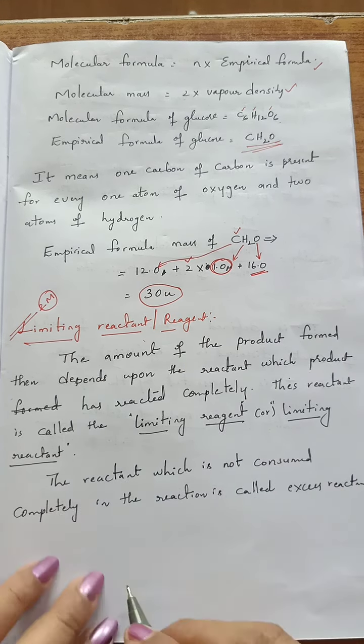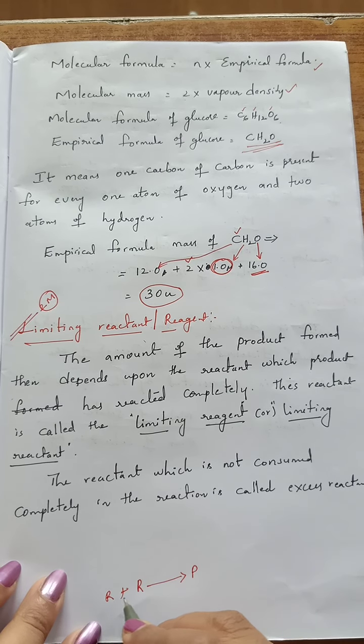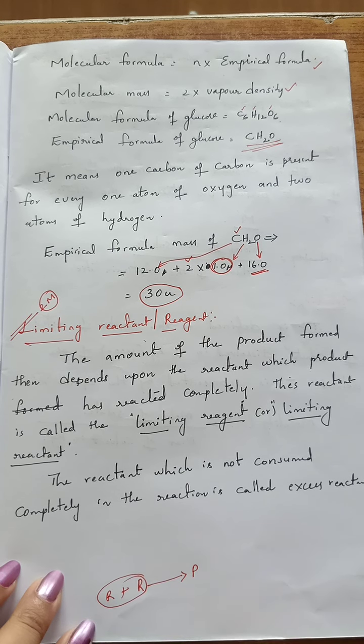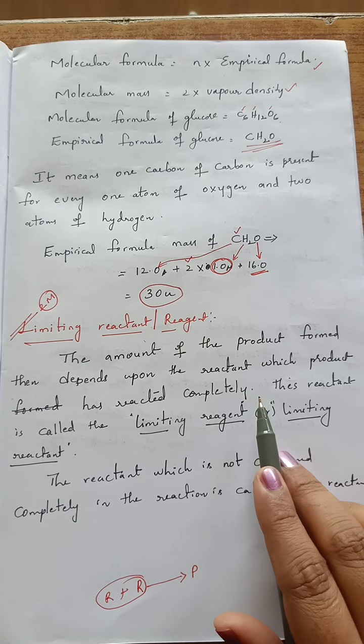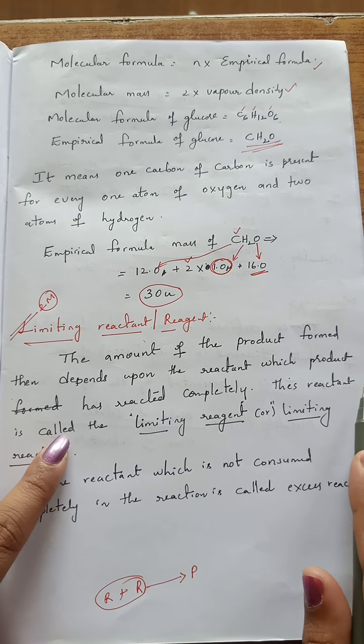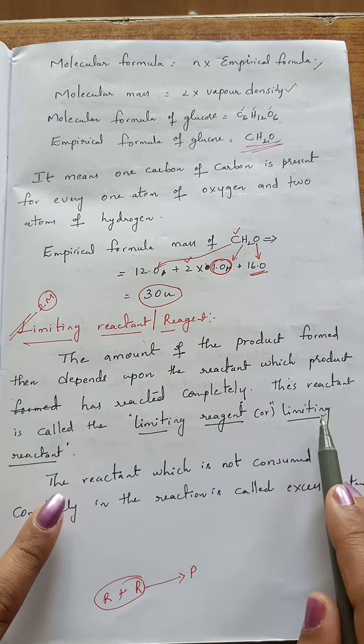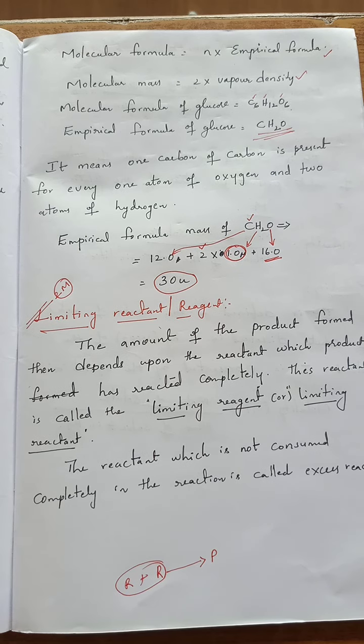Understand? If any reaction is taking place, reactants undergo reaction and give product. That means product formation always depends upon the amount of the reactant which is completely reacted. That reactant is called limiting reagent or limiting reactant.